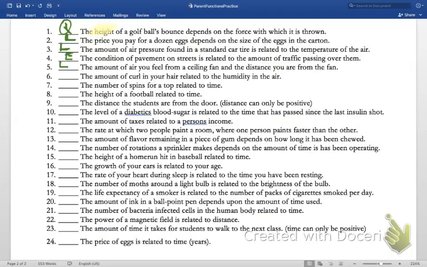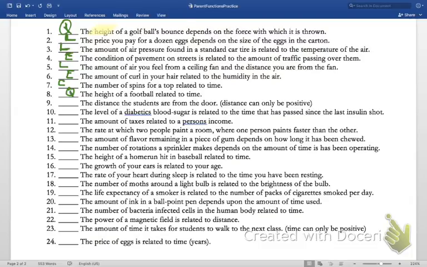Okay. The amount of curl in your hair related to the humidity. I actually have curly hair, and I can tell you a little bit of humidity goes a long way. So it's an exponential. Okay. The number of spins for a top. We actually gave that example. That's a cubic. Okay. The height of the football related to time. We've talked about that. That's our quadratic.